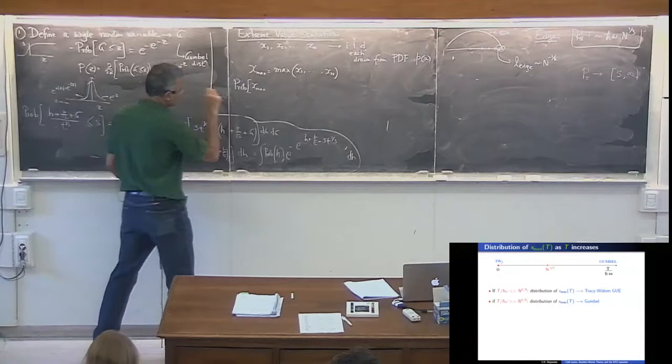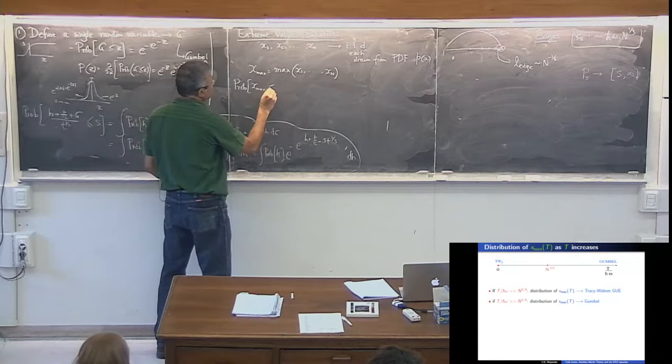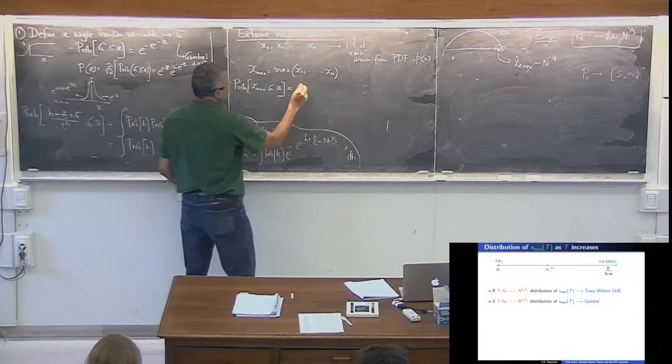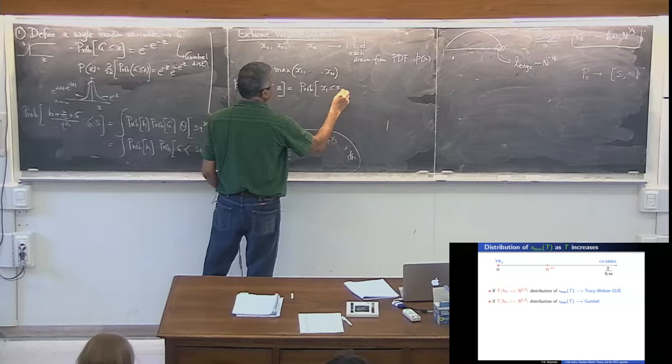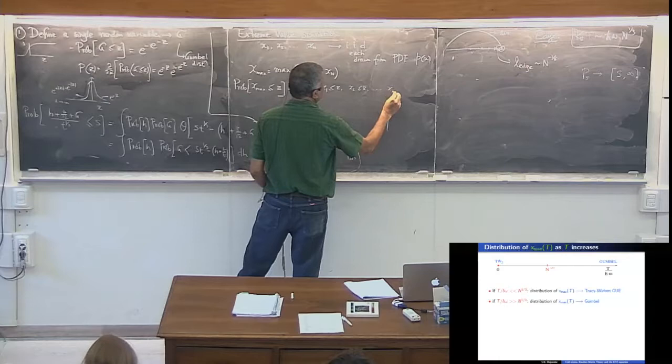And I want to know the probability distribution of this maximum. How do I calculate that? It's very easy. The probability that x max is less than or equal to some number z, the cumulative distribution, means that the probability that all of them are less than or equal to z. If the maximum is less than or equal to z, necessarily everybody should be less than or equal to z.